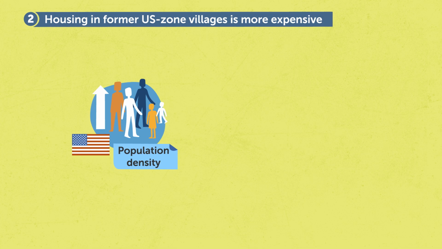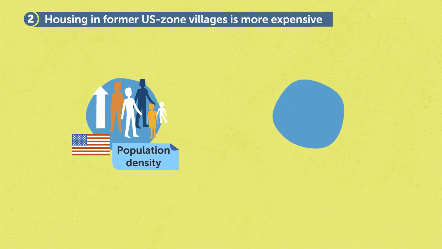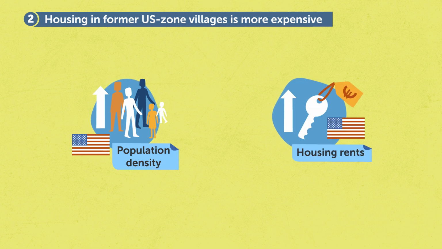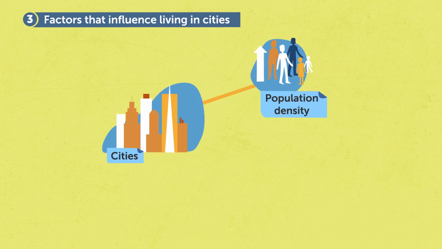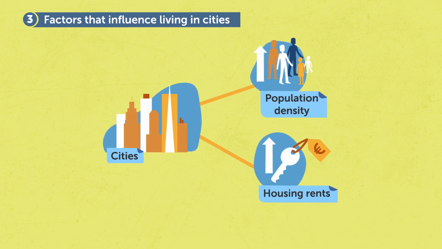So we have a situation where we have a denser population on the US side of the border, and at the same time, housing there is more expensive. There are more people where housing rents are higher. There are good reasons why people sometimes live in places that have greater population density and that are also more expensive to live in. Take cities, for example. Cities have high population density, and they have higher housing rents.